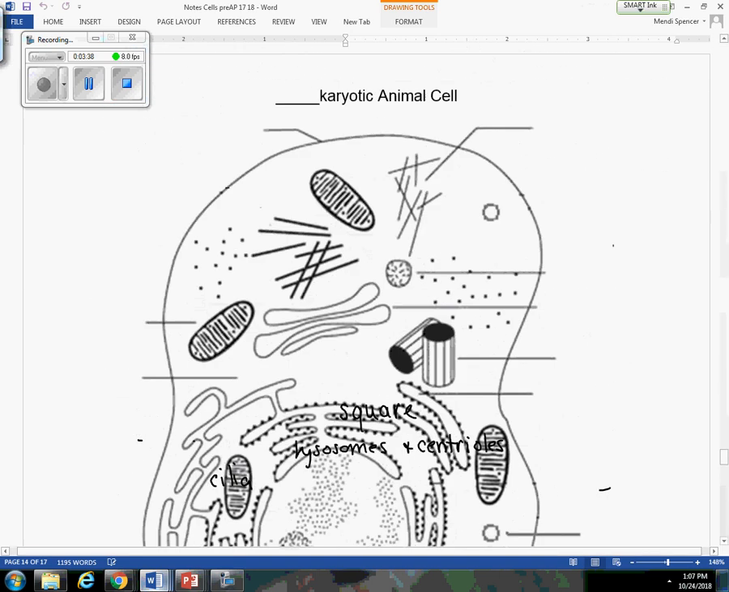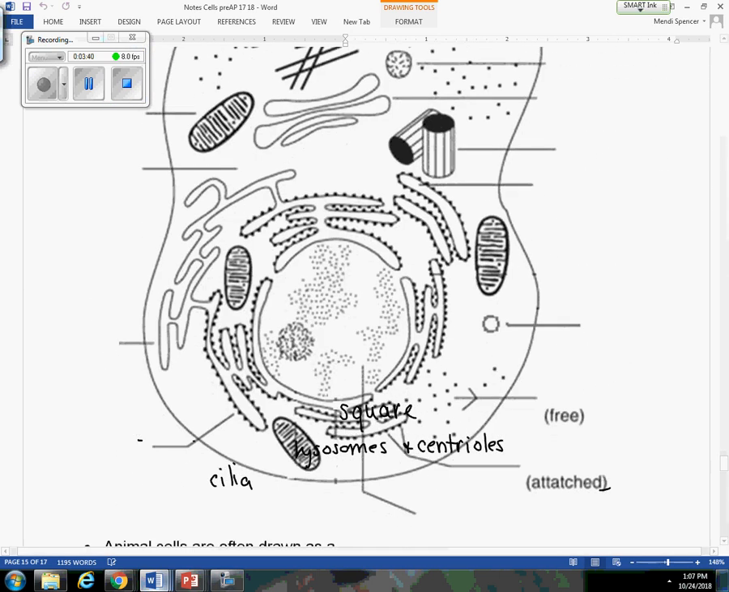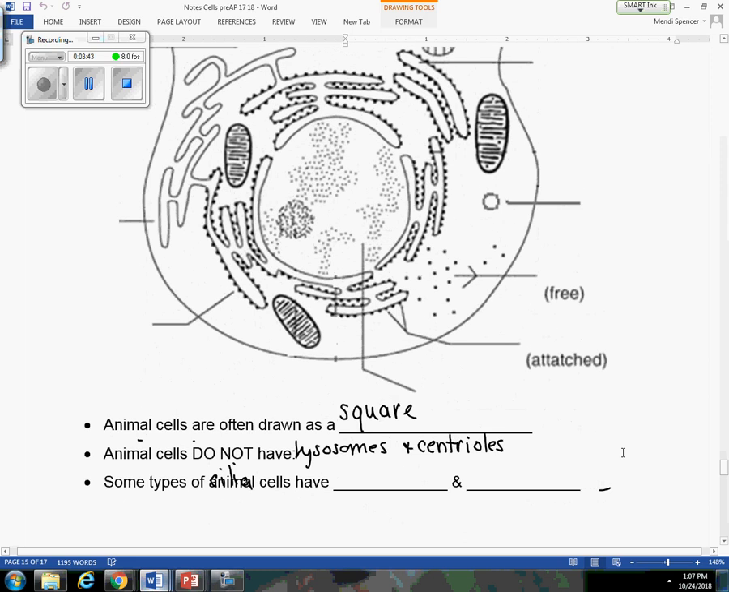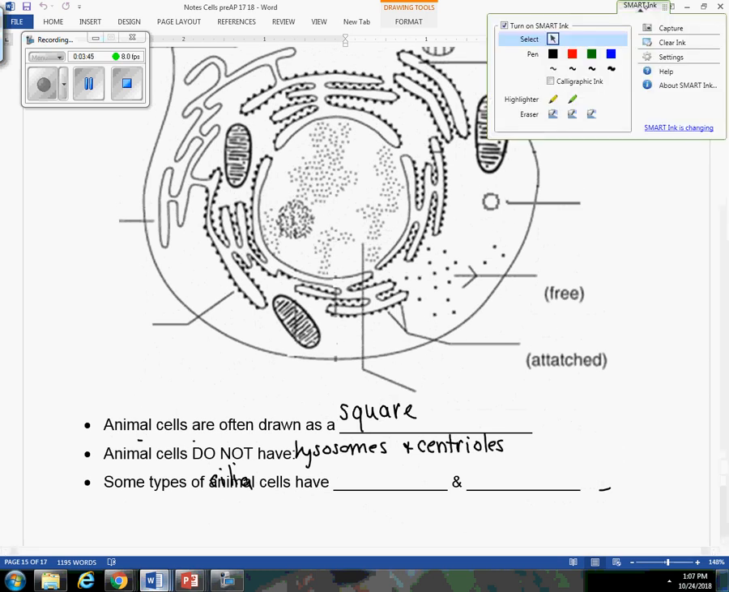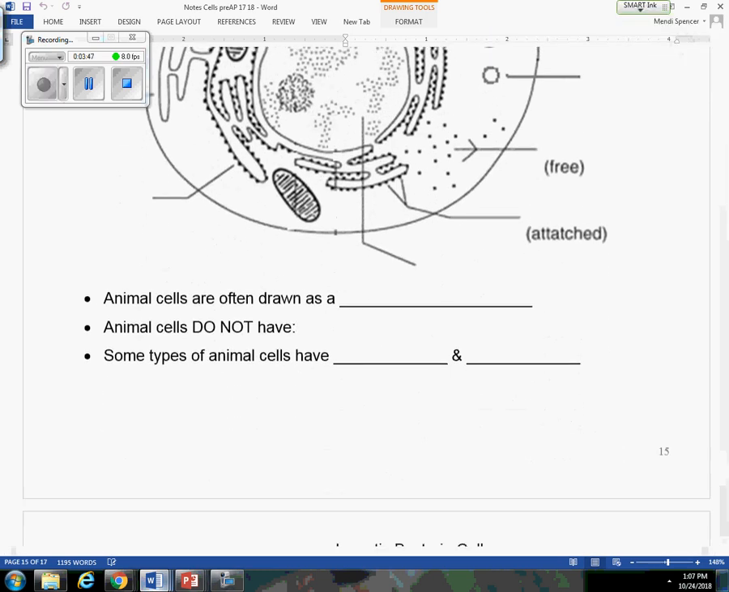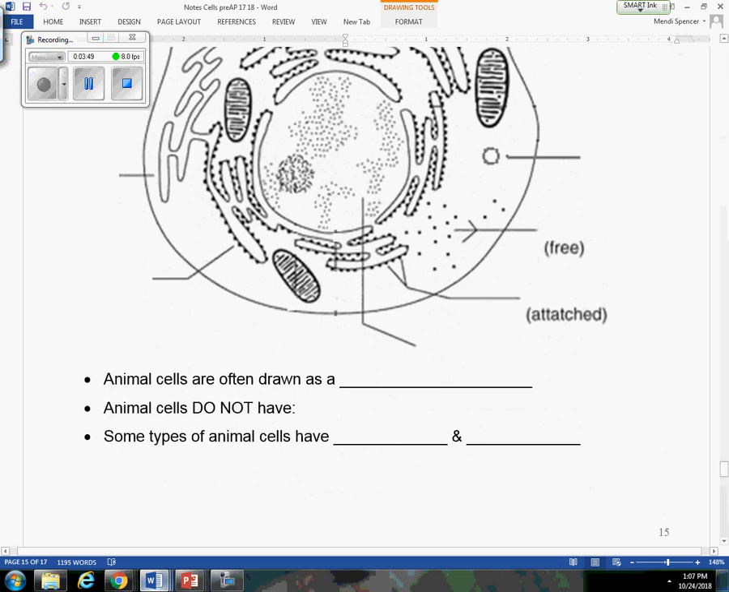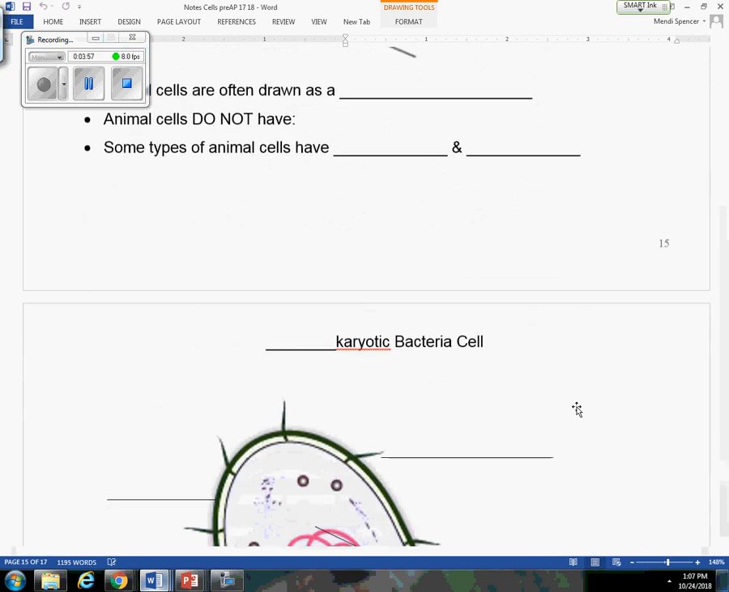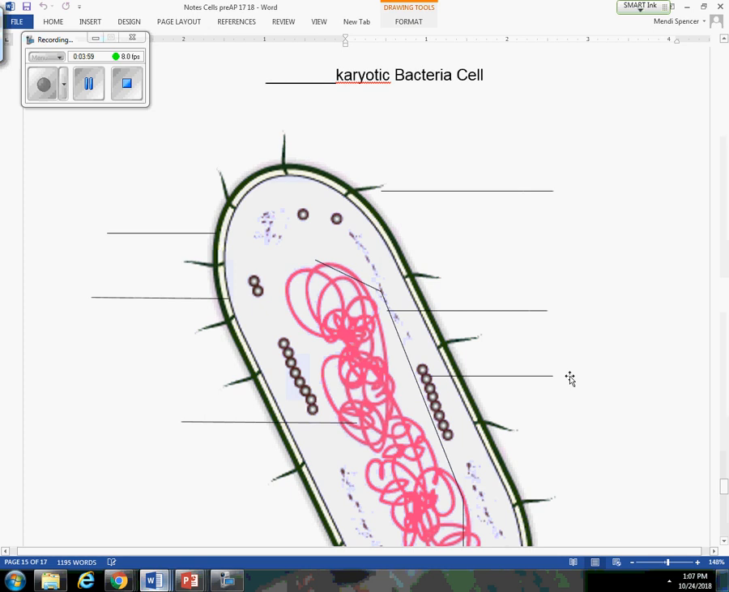Moving on here to the animal cell, that was already done in a previous section, so you should already have those filled out. Again, animal cells lack large vacuoles, they lack chloroplasts, they lack cell walls. Some types of animal cells are going to have cilia and flagella, but not all of them. For example, there's only one type of animal cell that has flagella, and that's the sperm cell.